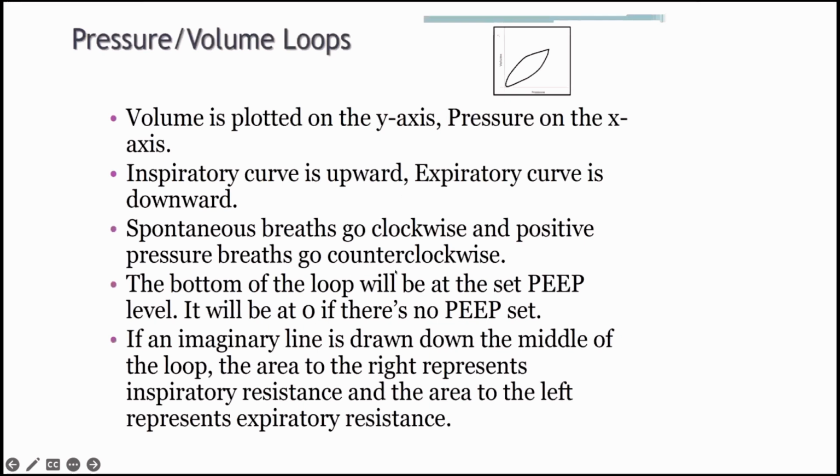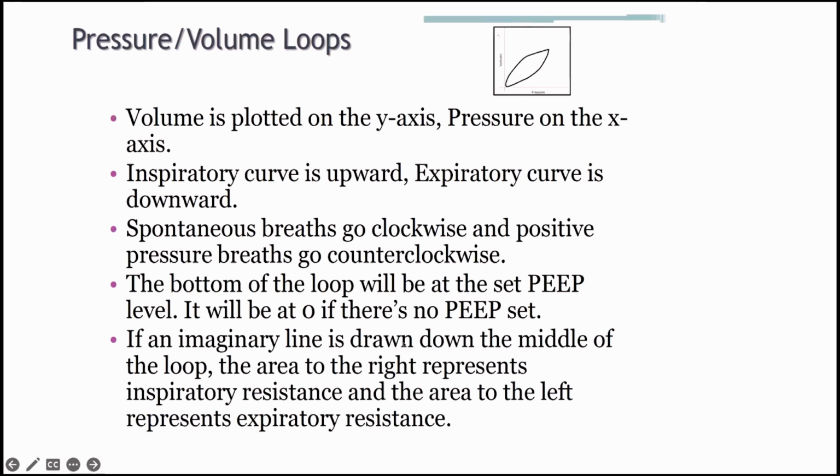The volume is plotted on the y-axis, which I already mentioned, and the pressure is on the x-axis. The inspiratory curve is upward and the expiratory curve is downward. That's very important. When the patient is on controlled ventilation, like mechanical ventilation, spontaneous breaths go clockwise and positive pressure breaths go counterclockwise. So mechanical ventilation, positive pressure breath will be anti-clockwise, and the spontaneous breath will be clockwise. We already mentioned this. And the bottom of the loop will be the set PEEP, which we will be discussing. It will be zero if there is no PEEP set at all.